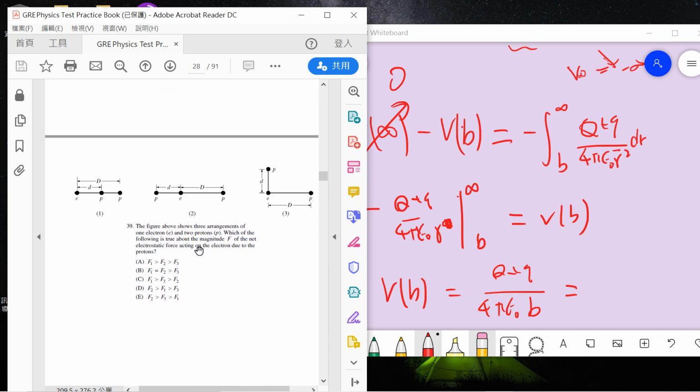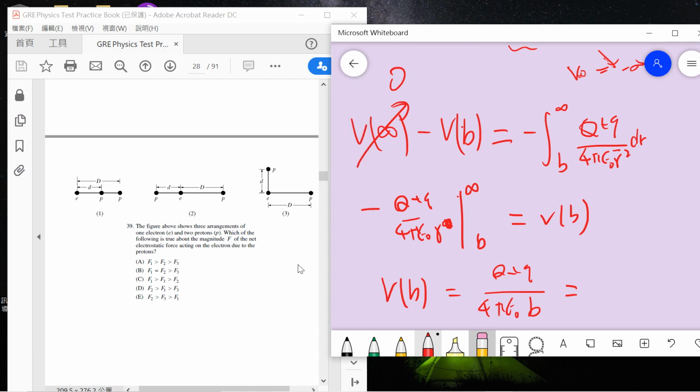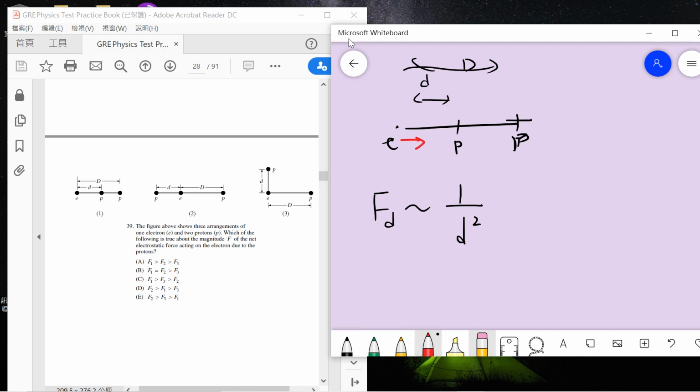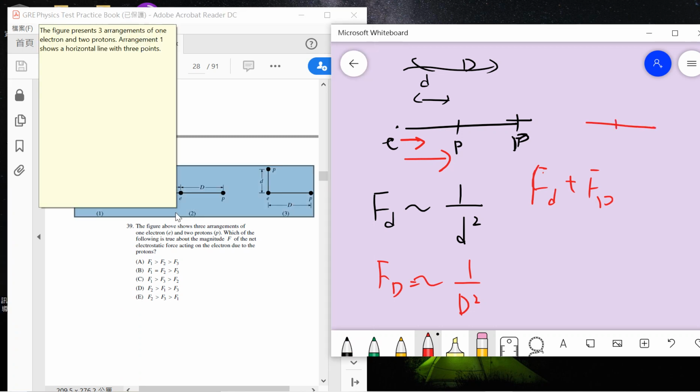Nice. So number 39: you have an electron and two protons, and which force is largest and which is smallest. To solve it quickly, we can use some notation. F of d is proportional to 1 over d squared in this direction, and F of large D is proportional to 1 over large D squared, also in this direction. So the first diagram gives F of d plus F of D. In the second diagram the electron is here and the proton is to the left.